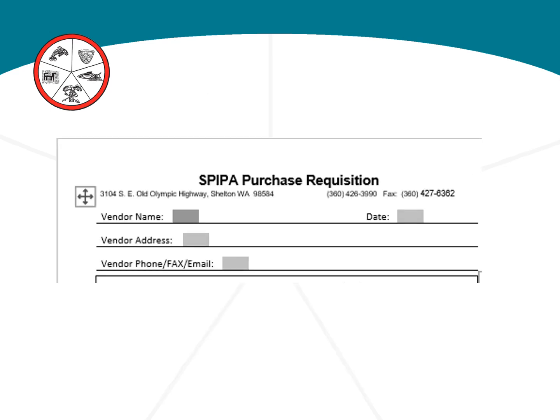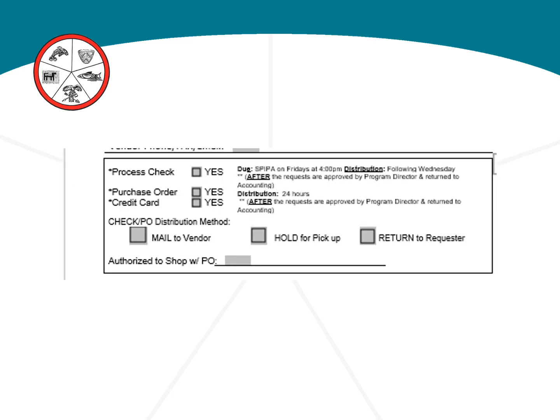First, you complete the name of the vendor or the full legal name of the individual. Complete the mailing address and phone number of the vendor and the date that you're processing the purchase requisition. Check the box to tell us if you need a check, a purchase order, or a credit card. Since we don't have a box to check for Rely a Card, you can go ahead and write Rely a Card on the authorization to shop line. Just write it in all caps, maybe give it a little highlight or exclamation points.